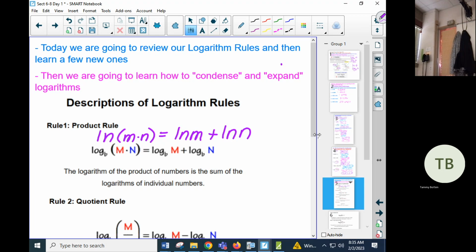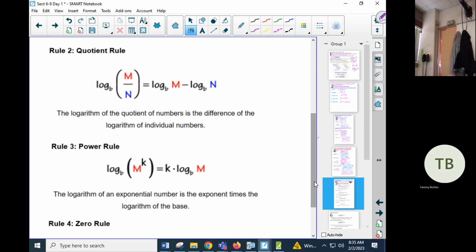Okay. Then if I go down to this one, we've also talked about the quotient rule. And that is if you have the log or natural log of m divided by n, that is the same thing as the log of m minus the log of n. Okay. If they're divided and you want to expand them, you write them as separate logs with a subtraction. If they're subtracted and you want to put them together, it's called condense. To get rid of subtraction, you divide.